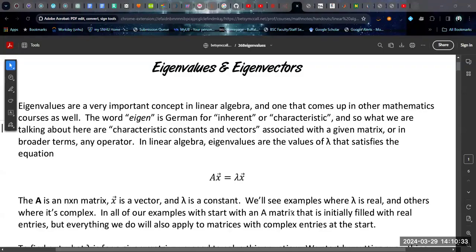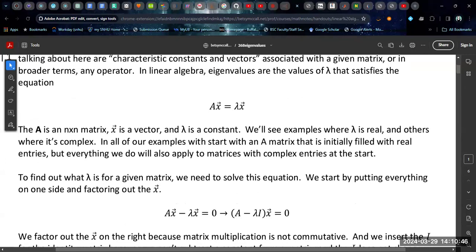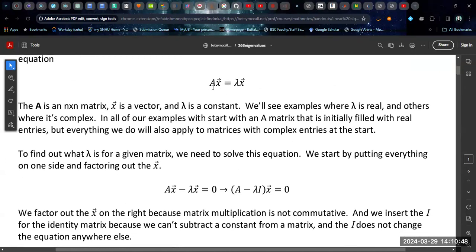All right, so in this video, we're going to walk through solving for eigenvalues and eigenvectors in linear algebra. Now, to start with, our basic equation is that A, our matrix, times some vector x is going to be equal to a scalar multiple of that same vector.